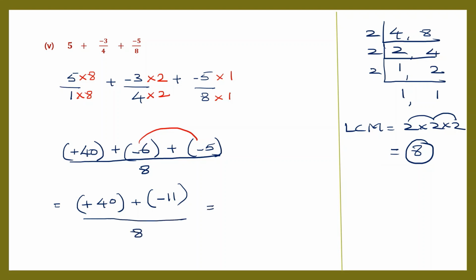Now here signs are different, isn't it? Plus 40 and minus 11. We put the sign of the bigger number and we subtract. 40 minus 11. Let's do that. 40 minus 11. Now let's borrow. 10 minus 1 is 9. 3 minus 1 is 2. So we have plus 29 by 8. Or we can simply write 29 by 8. You can convert it to a mixed number or leave this as your final answer.